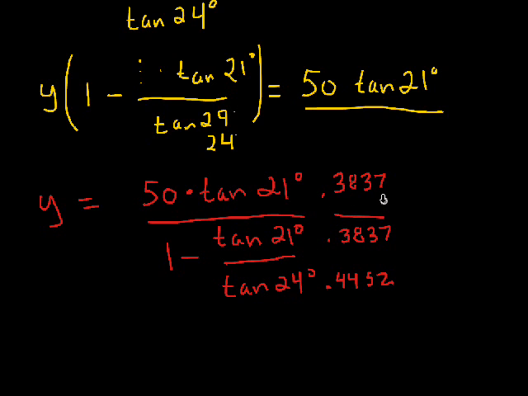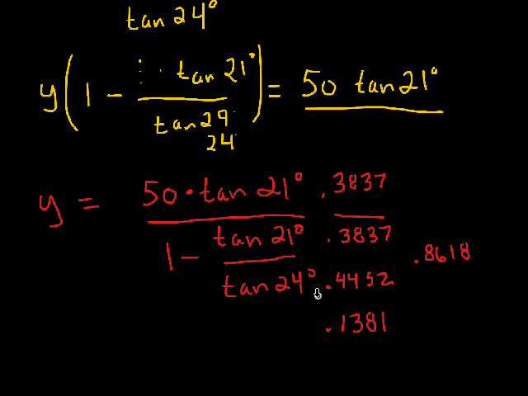So we can do all the math, and if you do this in your calculator as you're doing it, you might even want to work the bottom out first. You want to start right here. So if you did 0.3837 divided by 0.4452, you get 0.8618. But it's 1 minus that answer, which is 0.1381. But do the top now.